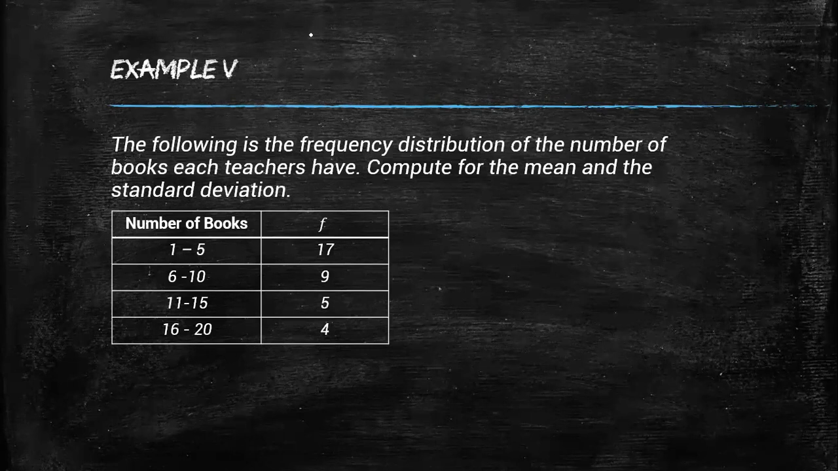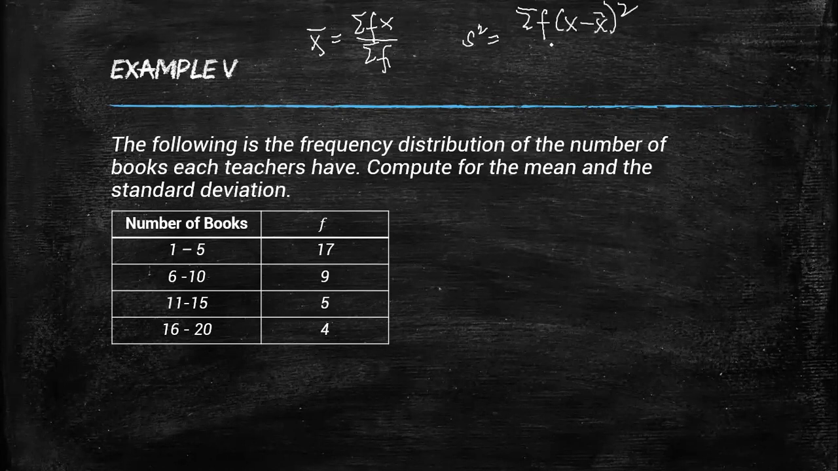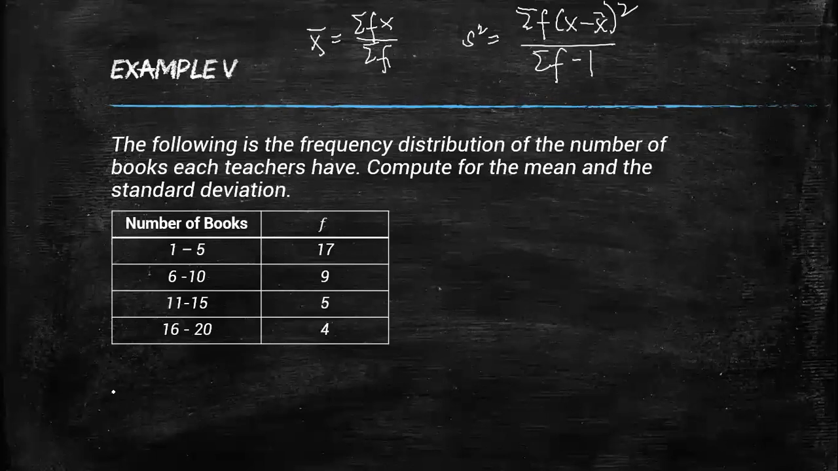So, we have x bar, pag group data, x bar is equal to the summation of fx over summation of f. Okay? For our variance, we have s squared is equal to the summation of f times x minus x bar squared over summation of f minus 1. For our standard deviation, simply square root the variance.